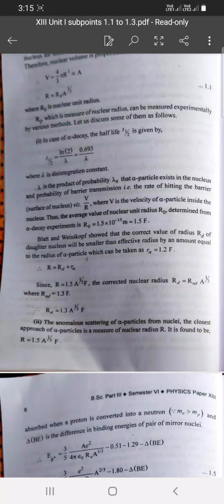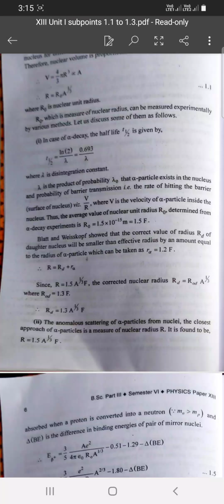Therefore, the correct value of the radius of the daughter nucleus will be smaller than the effective radius by an amount equal to the radius of the alpha particle, r alpha equal to 1.2 Fermi, and therefore R equal to Rd plus r alpha. R equal to 1.5 A raised to 1/3 Fermi is the corrected nuclear radius, and Rd equal to R naught d A raised to 1/3. Therefore, Rd equal to 1.3 A raised to 1/3 Fermi. It is about the radius of the nucleus.